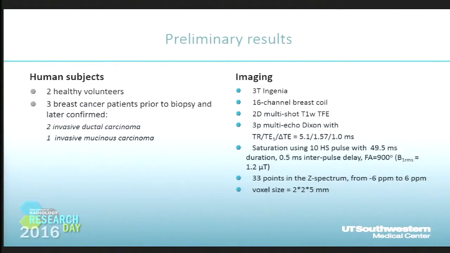We applied this sequence to 5 female human subjects, 2 healthy volunteers and 3 breast cancer patients prior to biopsy and later confirmed carcinoma. All the scans were performed on a 3T Ingenia human scanner. A 2D multi-shot T1-weighted TFE sequence with 3-point multi-echo Dixon was used for image acquisition. The total saturation is 500 milliseconds with B1 RMS about 1.2 microtesla. 33 points in the Z-spectrum from -6 to 6 ppm are acquired.